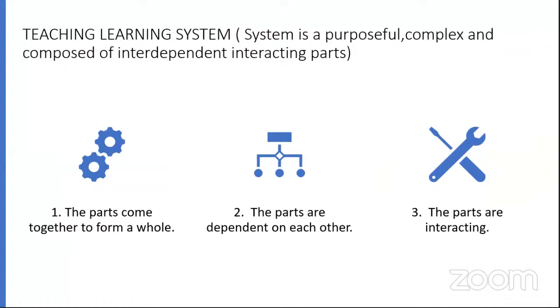Teaching learning system. This is a system, a purposeful, complex, and composite of interdependent interacting parts. There are 3 parts in teaching learning systems. The first one is the parts come together to form a whole. The parts are dependent on each other. The parts are interactive. These are the main 3 points in teaching learning system. Let's move to the next slide.